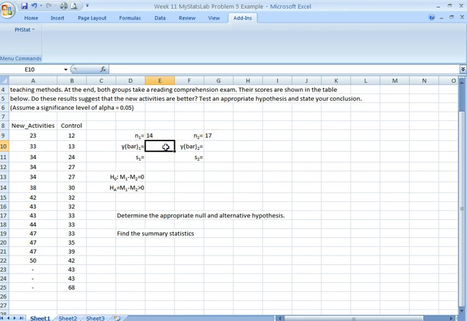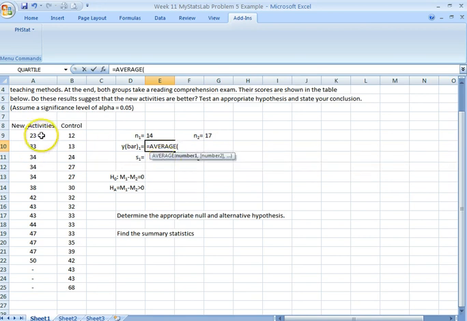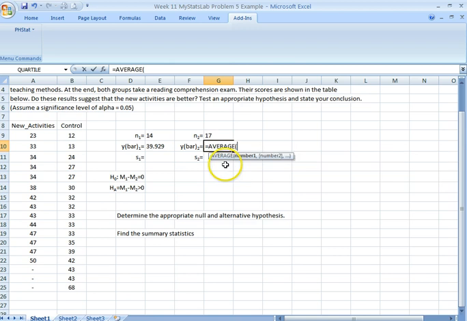Now we also need to know our y bar for each group, which is the mean, and we know in Excel we need to use the formula for average. So we can start typing in average. There it is, double click on it. We'll highlight our data for set 1, enter. We can do the same thing for the second set, equals AV. There's average again. So we'll highlight that data also, enter.